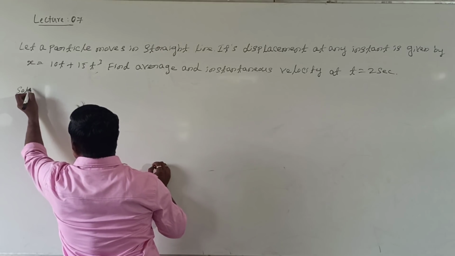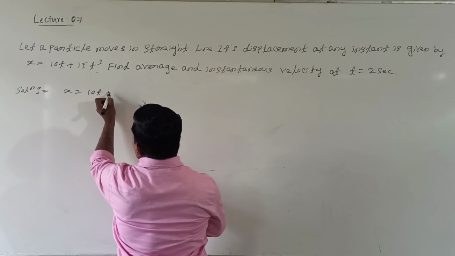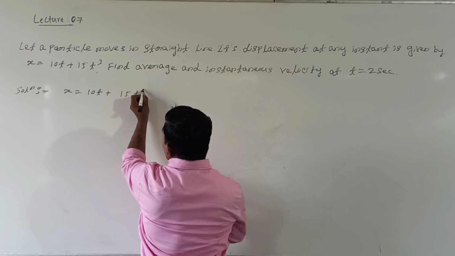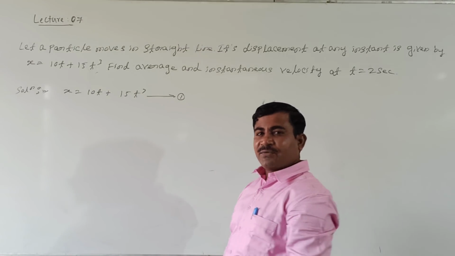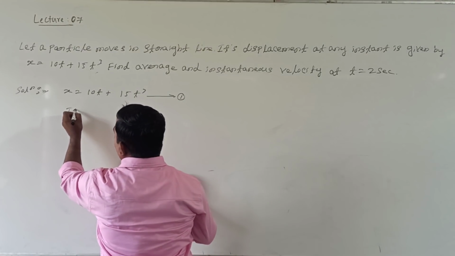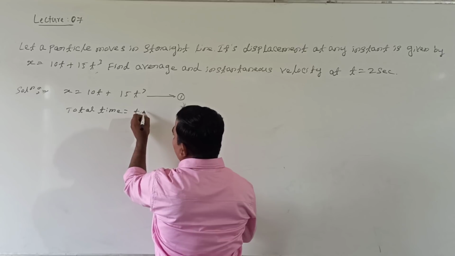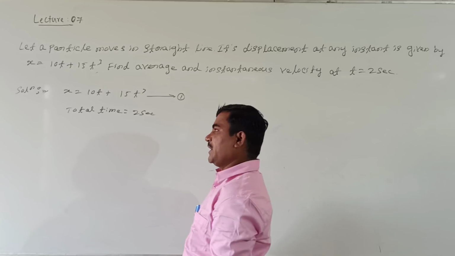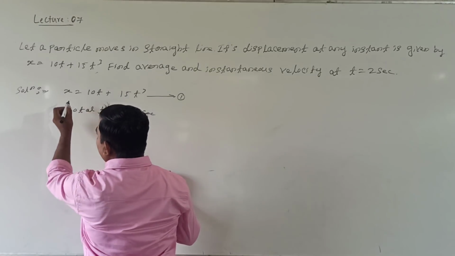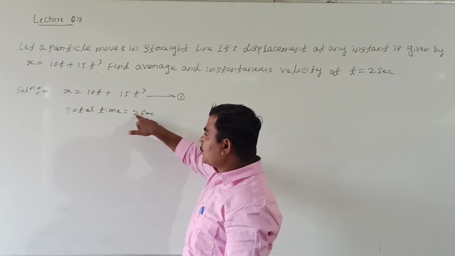Shall I go for the solution here? The solution: x equal to 10t plus 15t cube. Let us call this equation number 1. What do I need to find? Total time is t equal to 2 seconds. We need the total displacement. Let us put t equal to 2 seconds in this equation.